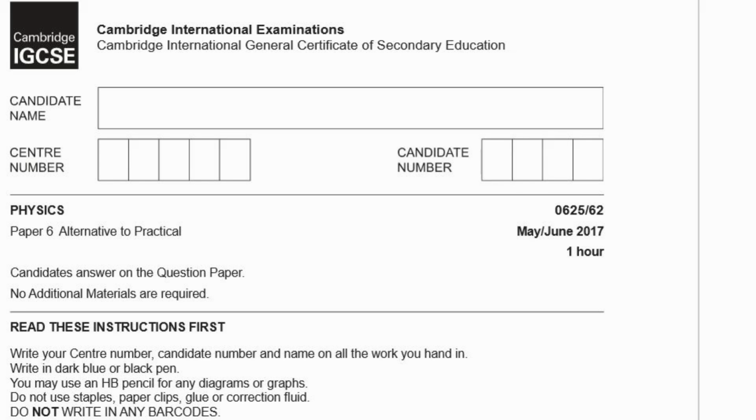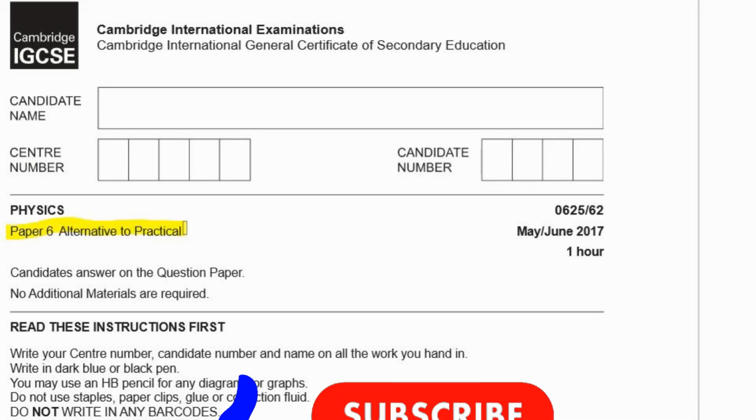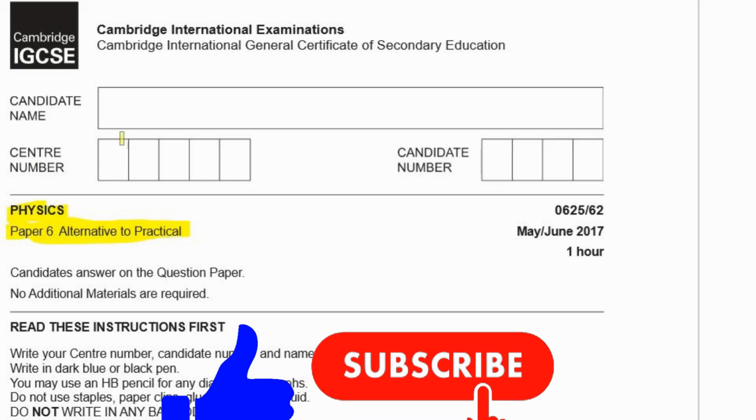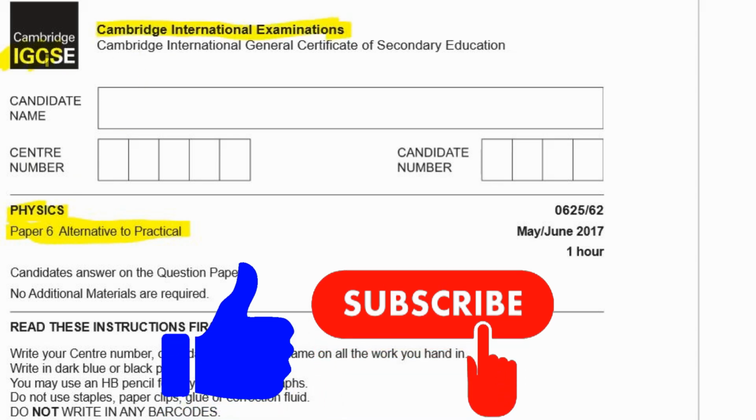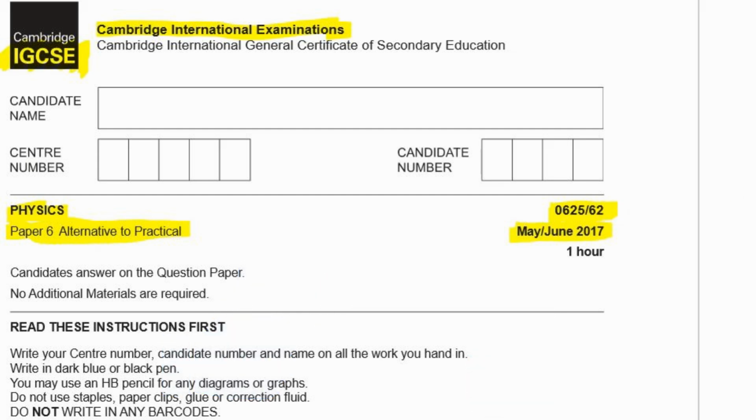Right, today we're going to cover the Physics Paper 6 Alternative to Practical, and this is for the Cambridge International Examinations IGCSE exam. This is from May-June 2017, variant 2. So the code is 0625/62. Let's begin.